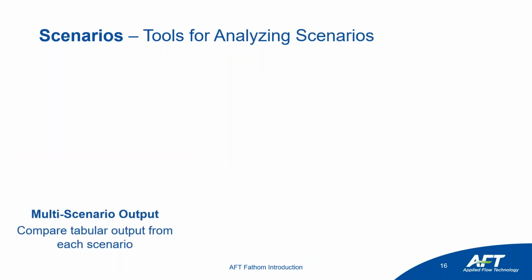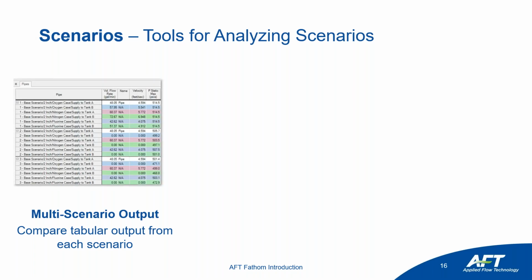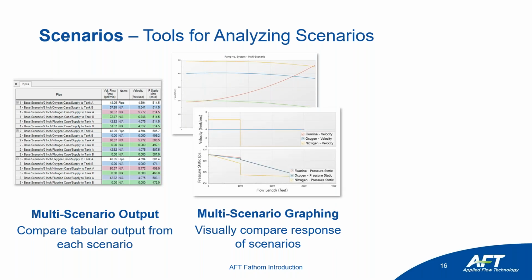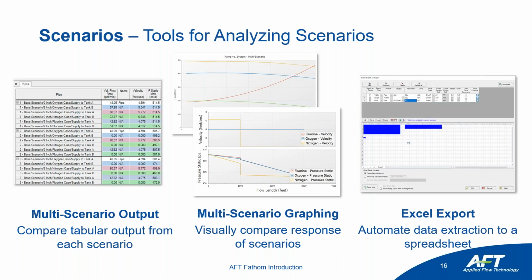For further analyzing scenarios, we have multi-scenario output, where I could show all of these different cases all at the same time, looking at maybe what fails my design alert, my maximum velocity, or what's the most efficient for my pump operation. You can also do multi-scenario graphing to compare, for example, pumps in different systems. Maybe you're changing pump speed, maybe you're changing other conditions of your system. And also profile graphs. How is your velocity going to change? How is your pressure going to change across those different scenarios? You can also automate that reporting with Excel export, which you can access, I believe, from the file menu in output.